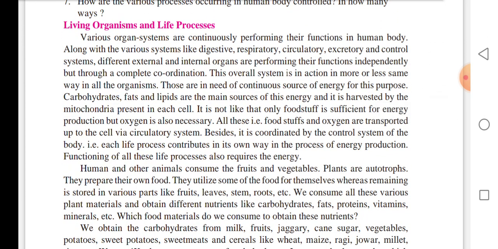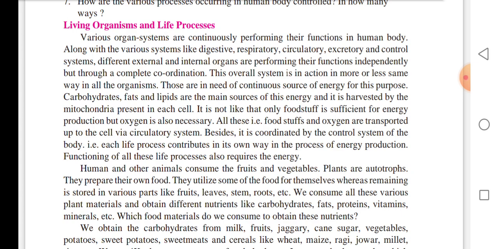Living organisms and life processes. Various organ systems are continuously performing their functions in the human body, along with the various systems like digestive, respiratory, circulatory, excretory and control systems. Different external and internal organs are performing their functions independently, but through a complete coordination. This overall system is in action in more or less the same way in all the organisms. Those are indeed in need of a continuous source of energy for this purpose.